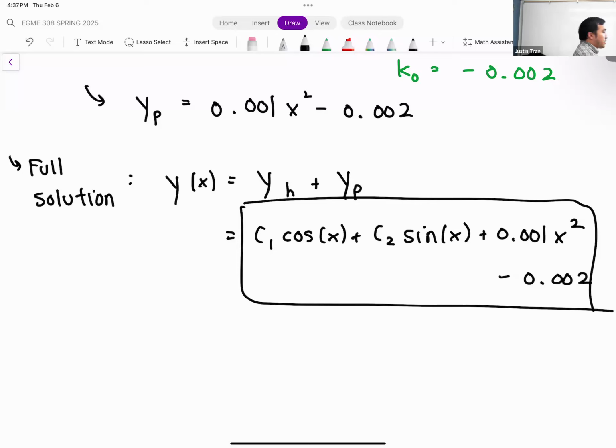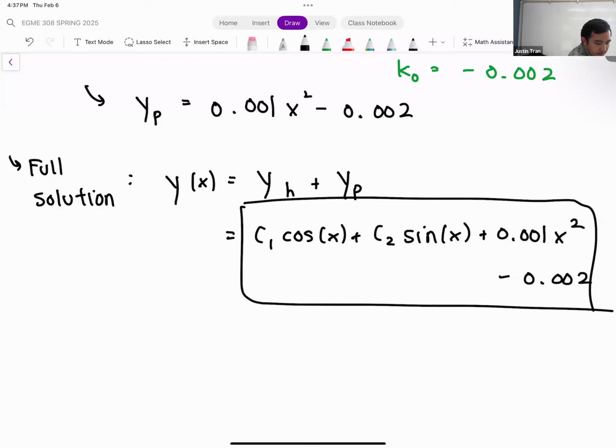All right, and so that's the method. You've probably seen this method before, so hopefully this is just a refresher. As long as your non-homogeneous term falls into one of those three categories, polynomial, exponential term, or sinusoid, you can deal with it with undetermined coefficients.